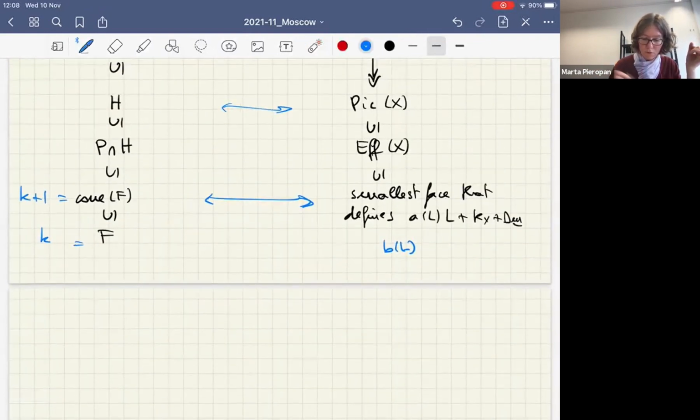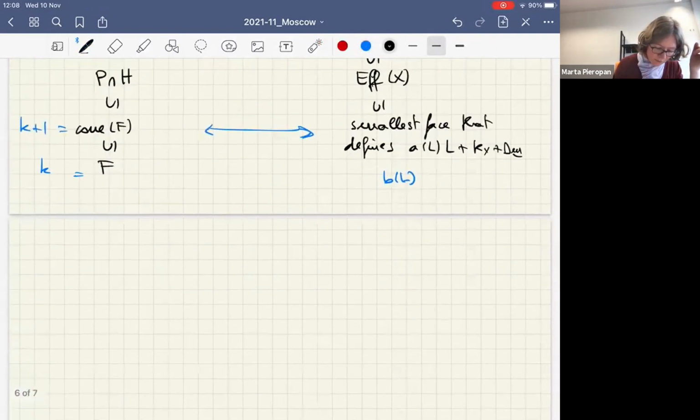Meaning, I'm going to give you an example in here. So for the projective space, if I write down my polytope P, it's just going to be a cube. And the face where the maximal value of the function is going to be attained is going to be this one in here, which is just a point.